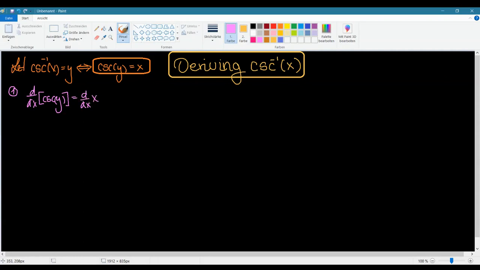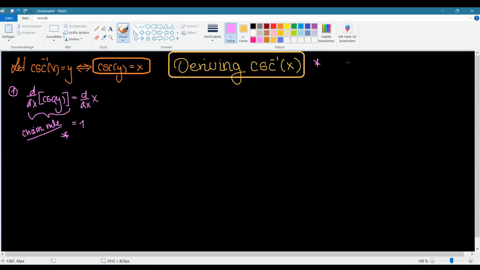Now note that it's not d over dx. It's not a fraction. We aren't dividing d by dx. It's the change in rate in x over the change in rate in x. Well, in this particular case, that's 1. But on this side, it's going to actually require a chain rule. So we're going to do that work over here.